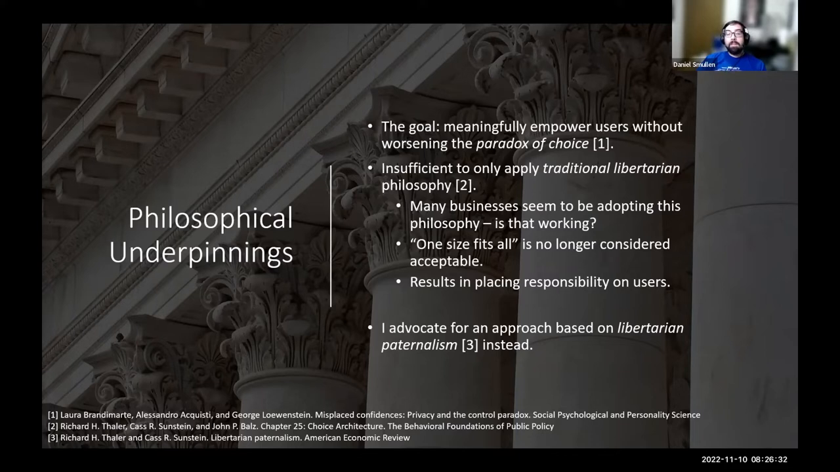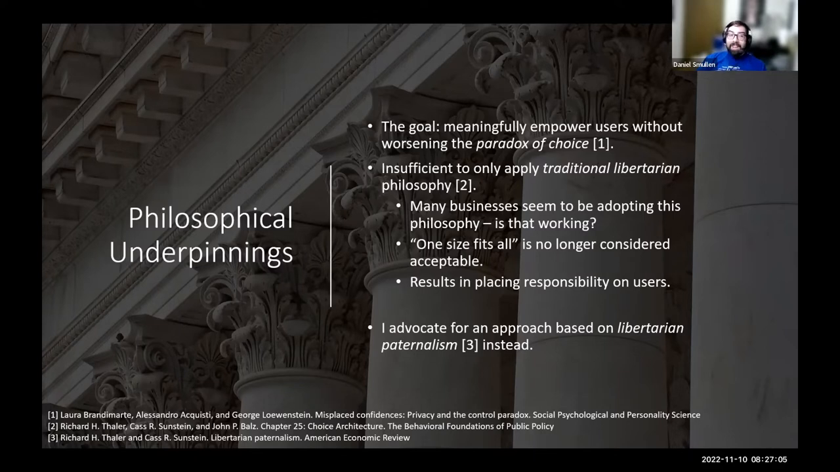And that's something associated with this philosophy of libertarianism. I'm not talking about the political party. That's a completely different beast. I'm talking about a philosophical concept. The traditional libertarian philosophy is about just giving people lots and lots of choices, and they'll hopefully be smart enough to empower themselves with those choices. Lots of businesses seem to be adopting this philosophy. But there's a question that I urge people to ask themselves, and that is: is that actually working, right?